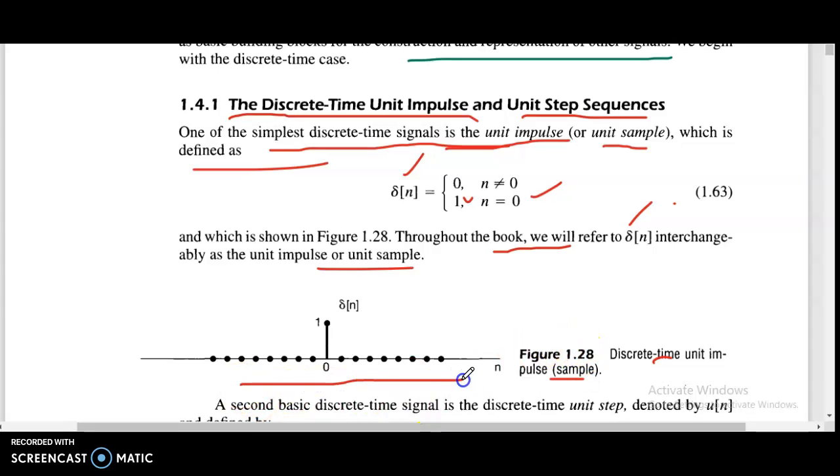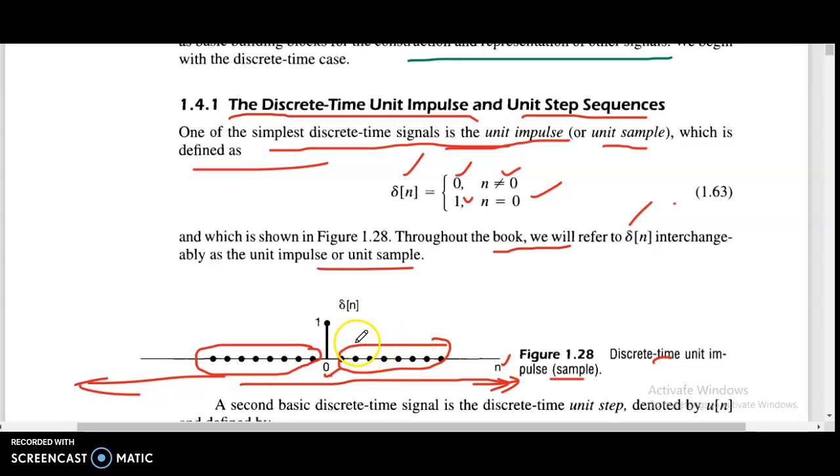Here in the x-axis is n, with 0 in the middle, going towards minus infinity and towards plus infinity. So here del of n equal to 0 under the condition n is not equal to 0. Where is n not equal to 0? Here, not equal to 0. Here n equal to 0. Here not equal to 0. These are these places.